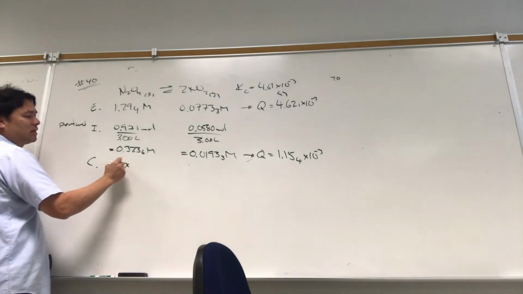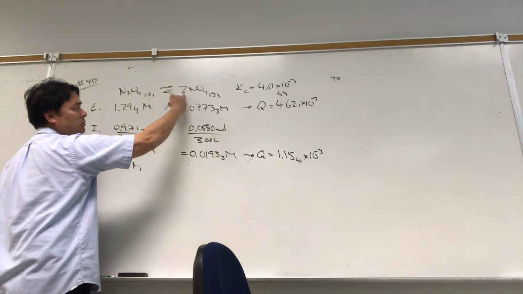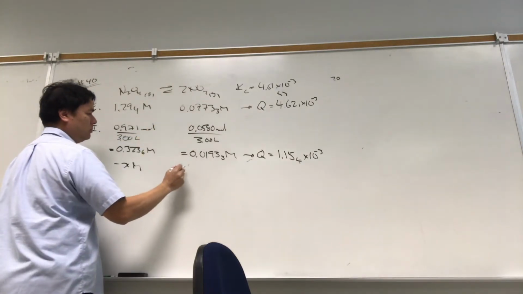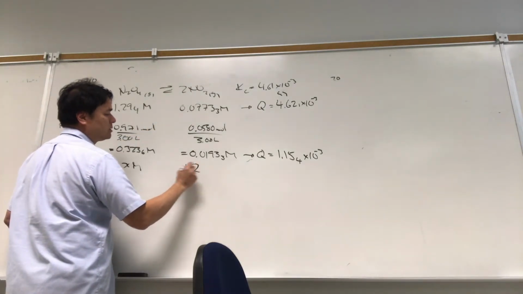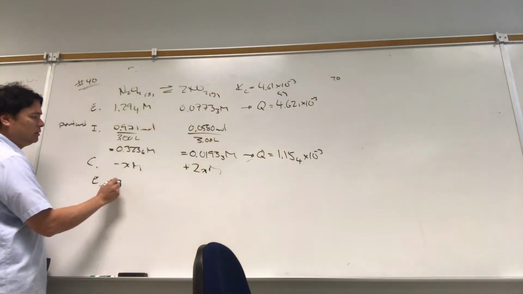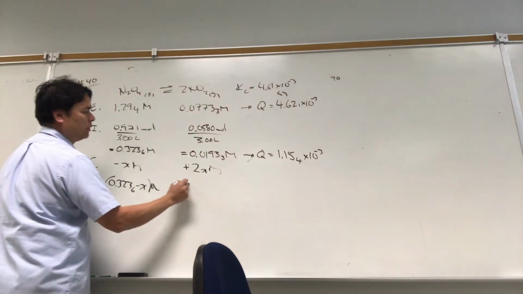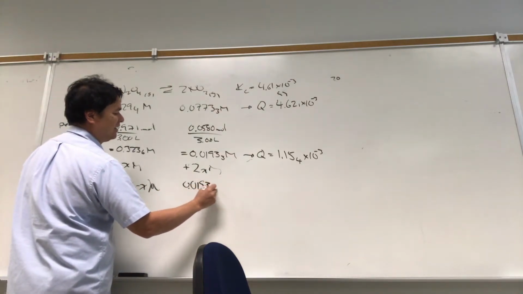And so we're going to have minus X. We already predicted this based on Le Chatelier's. Le Chatelier's says increase in volume favors the side with more moles of gas. And so this is going to be plus 2X here molar. And so at equilibrium, I'm going to have 0.3236 minus X and 0.01933 plus 2X.